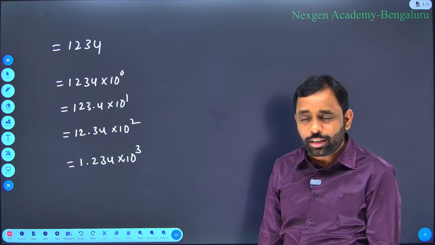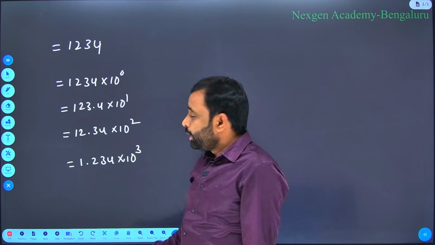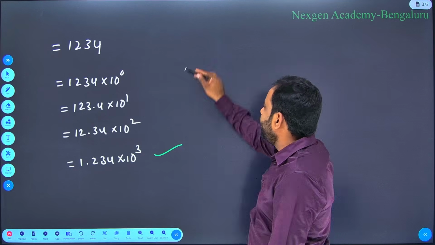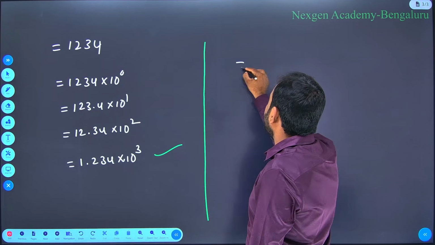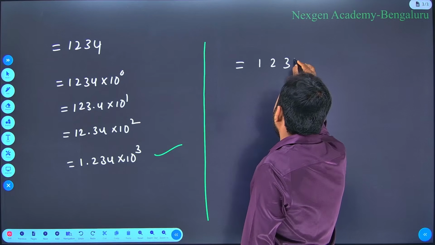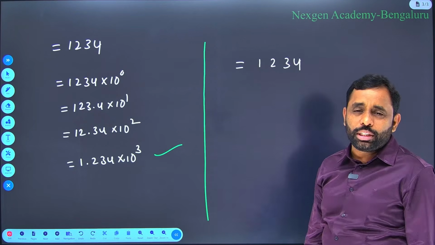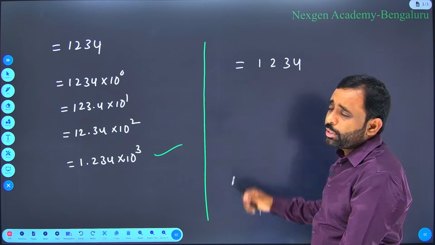Am I right or wrong? Yes. Here, 4 different ways I have represented. This is called scientific notation. What it indicates is, whatever the number is given to you, first you should know what is non-zero and zero. Except 0, the digits 1 to 9 we call non-zeros.